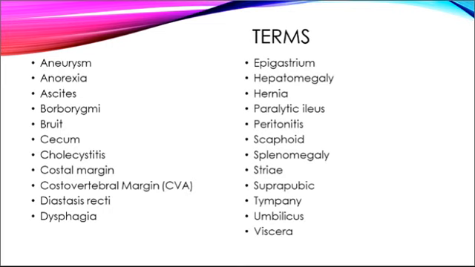Suprapubic, I mentioned prior, is the abdominal region just above the pubic bone. Tympany, I have used that term throughout this lecture. It's that high-pitched musical drum-like sound when you percuss on the abdomen. Umbilicus is a depression of the abdomen marking entry of the umbilical cord. It's your belly button. Viscera is your internal organs. And that is the end of this lecture.